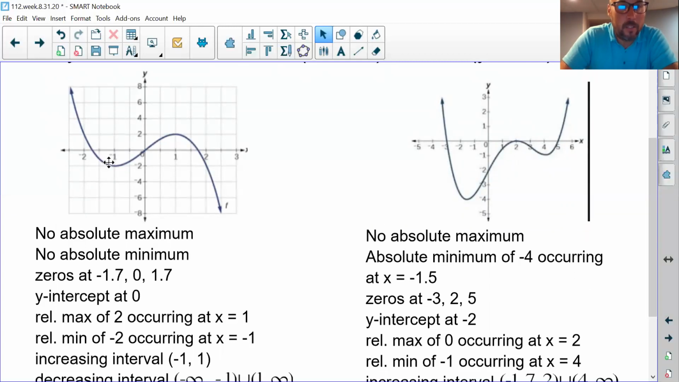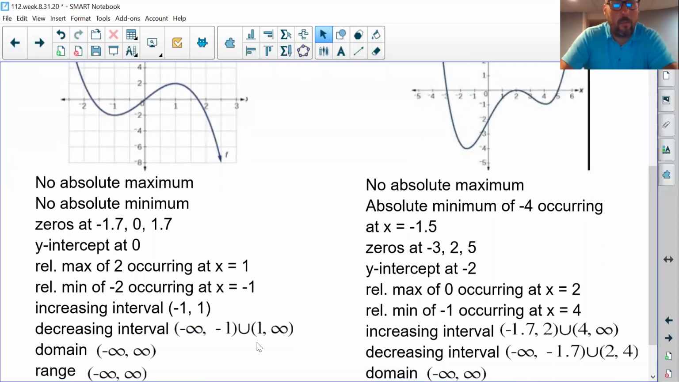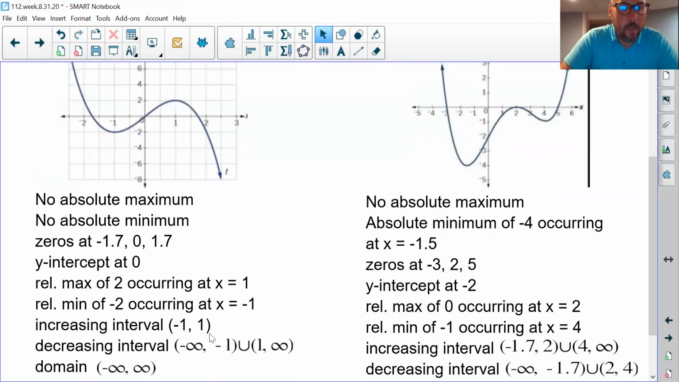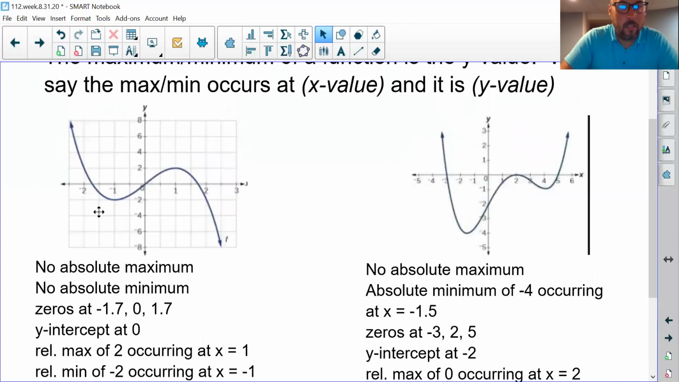This function is increasing between negative 1 and positive 1. It's decreasing everywhere else. So from negative infinity to negative 1, and it's also decreasing from 1 to infinity, those intervals there. And then the domain and the range are all real. It goes to the left and right forever, and it goes up and down forever.